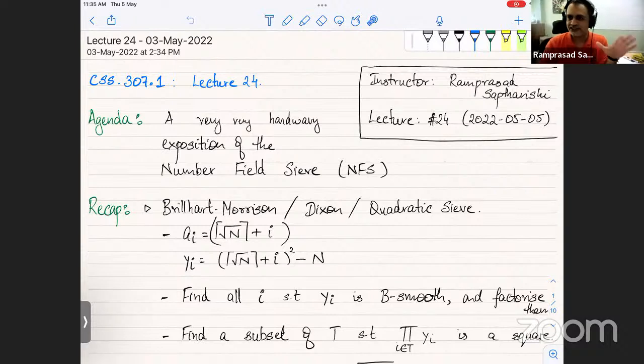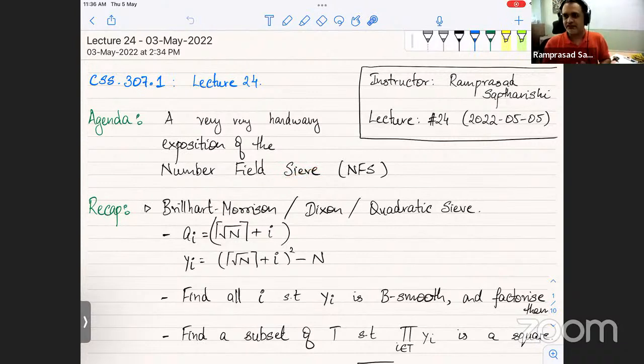There's an entire book called The Development of the Number Field Sieve, which is a collection of all the papers that went into the complete development of the number field sieve. It's a humongous algorithm, and there's a lot that goes into it. There are only parts of it that I'm going to scrape in today's lecture. I'm going to give you just a high-level view of how the number field sieve works, so much so that I won't even be talking about sieving.